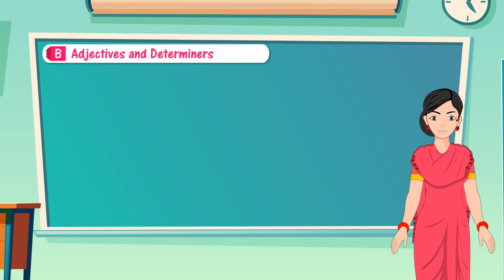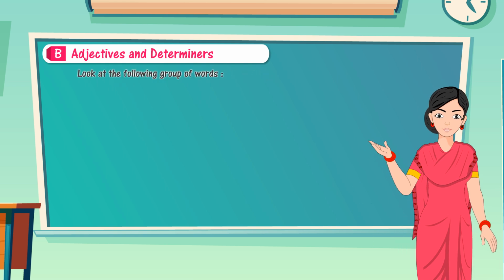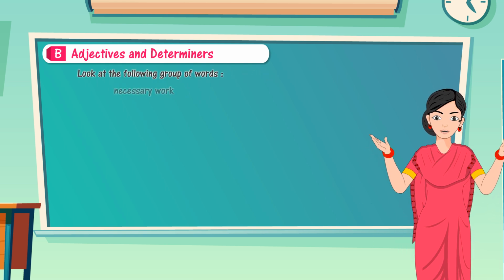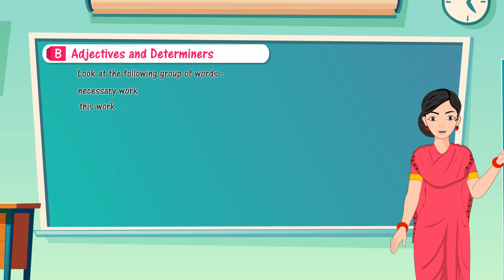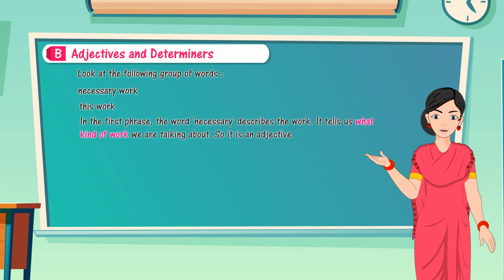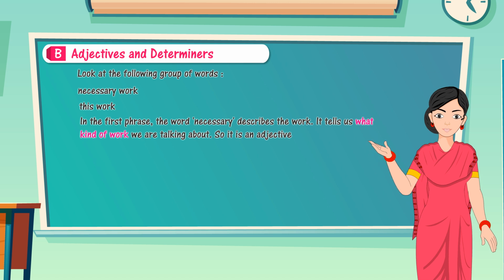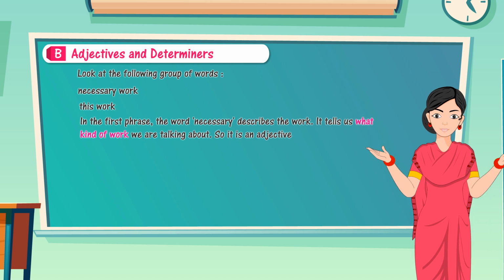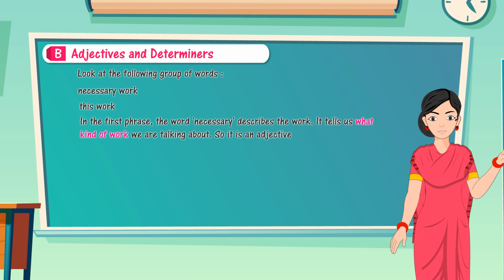Adjectives and determiners. Look at these two phrases. Necessary work. This work. In the first phrase, the word necessary describes the work. It tells us what kind of work we are talking about, so it is an adjective.